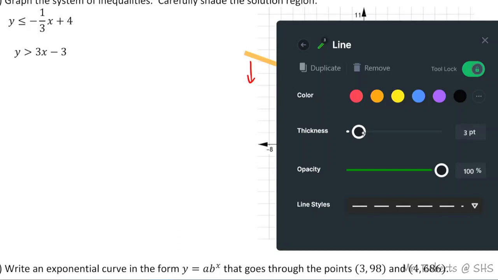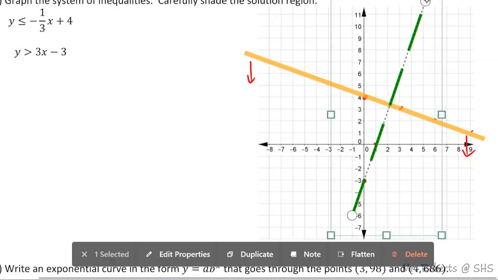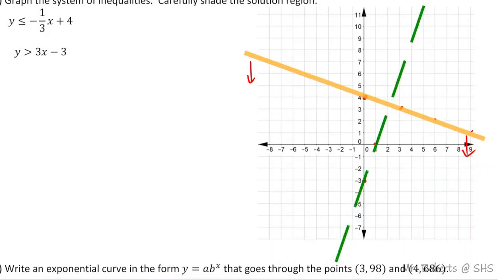Let's see. This should look good. So down 1, 2, 3, back 1. So roughly this. Yeah. Not so great. Can I extend it? Okay. There we go.